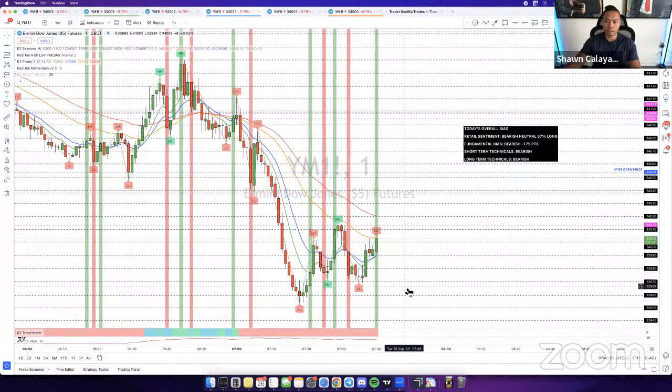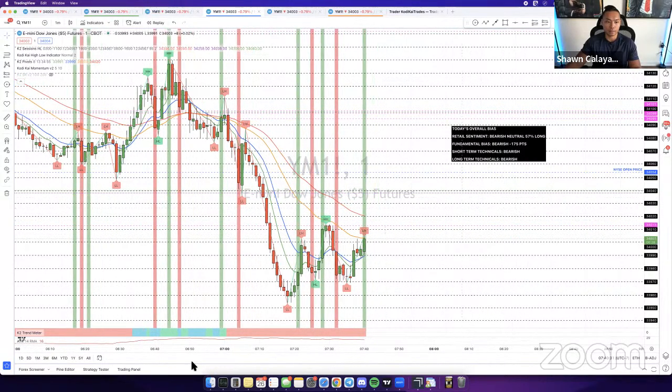I wish there was a way where I can just put the ATR right here on the side so that you guys can see. But I think it'll do from where it's currently at. It's not too hard to see.